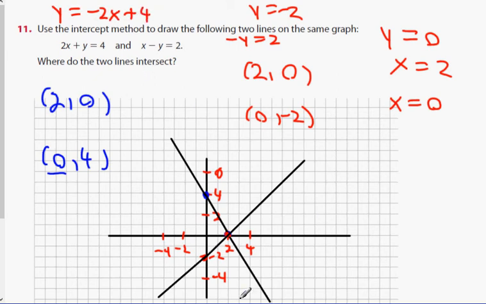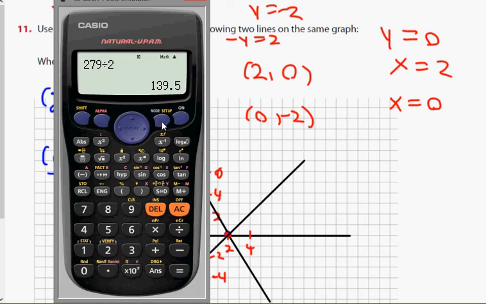You could go to your calculator, use the table mode, and you say y equals -2x plus 4, and you could do it from, let's say, -3 to 3.